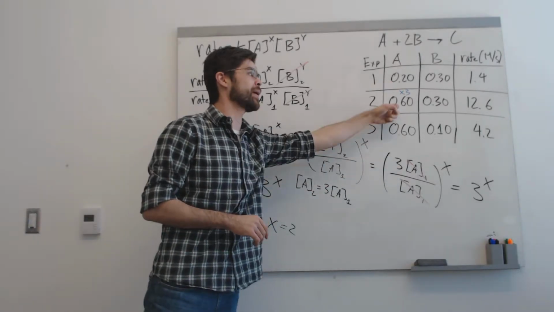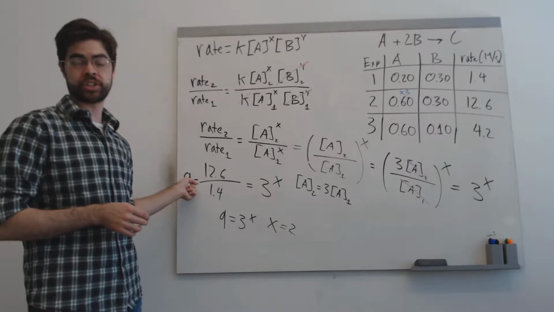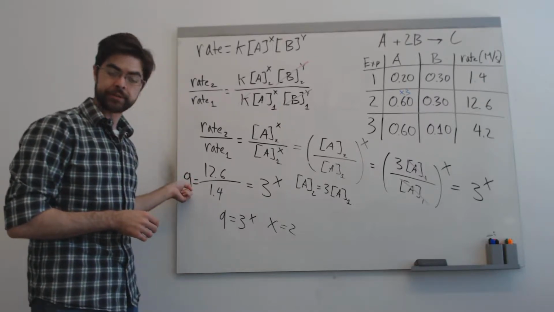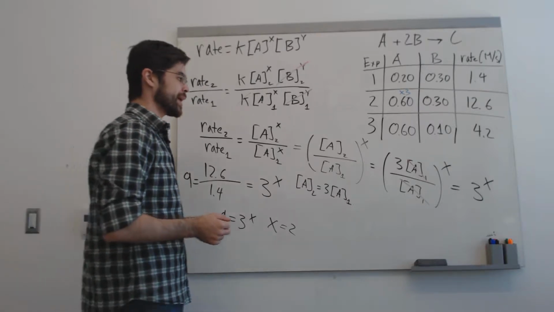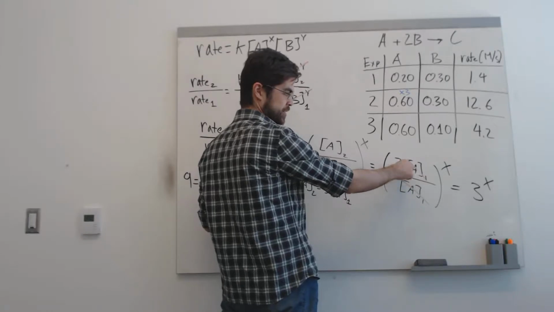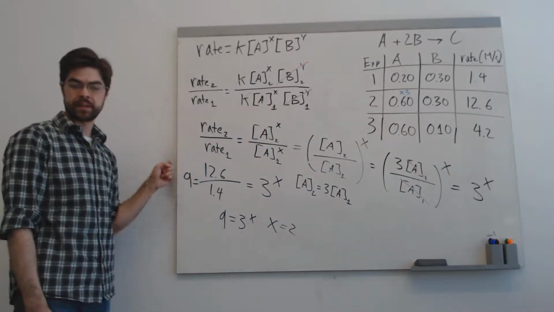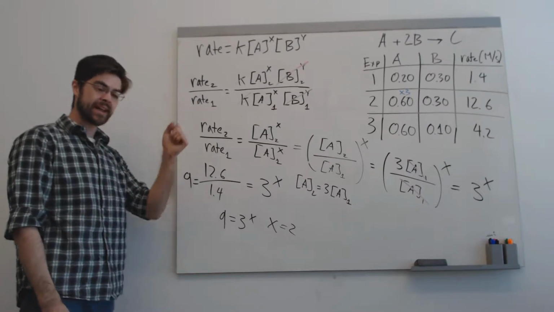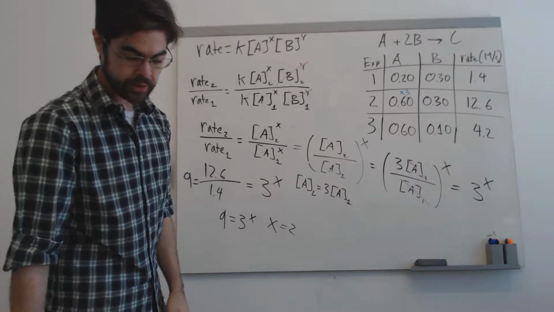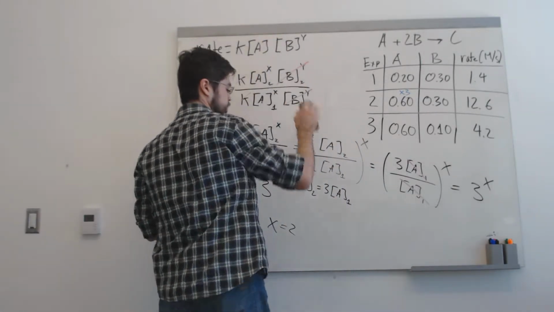In this case, we changed it by a factor of 3. And then you see how the rate changes. The rate changes by a certain factor. And then you ask, what exponent do I need to raise the concentration's factor by to get to the same factor that the rate increases by? And that exponent needs to be the exponent in the rate law. So in this case, we get that x is equal to 2.